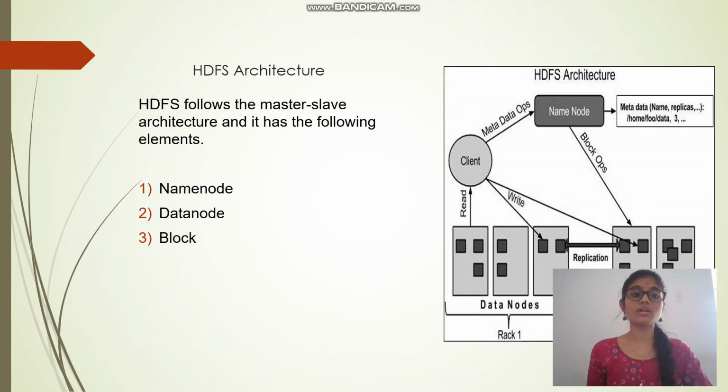HDFS architecture. HDFS follows the master-slave architecture and it has the following elements. The first element is name node, the second one is data node, and the third one is block. Here we can see the architecture of HDFS. Here is the client, and here are the name node and data nodes.